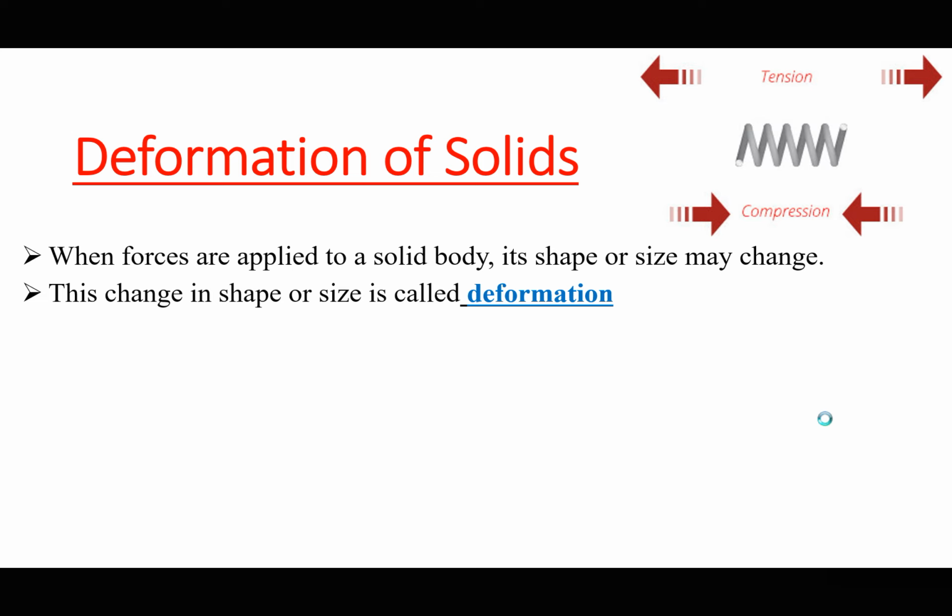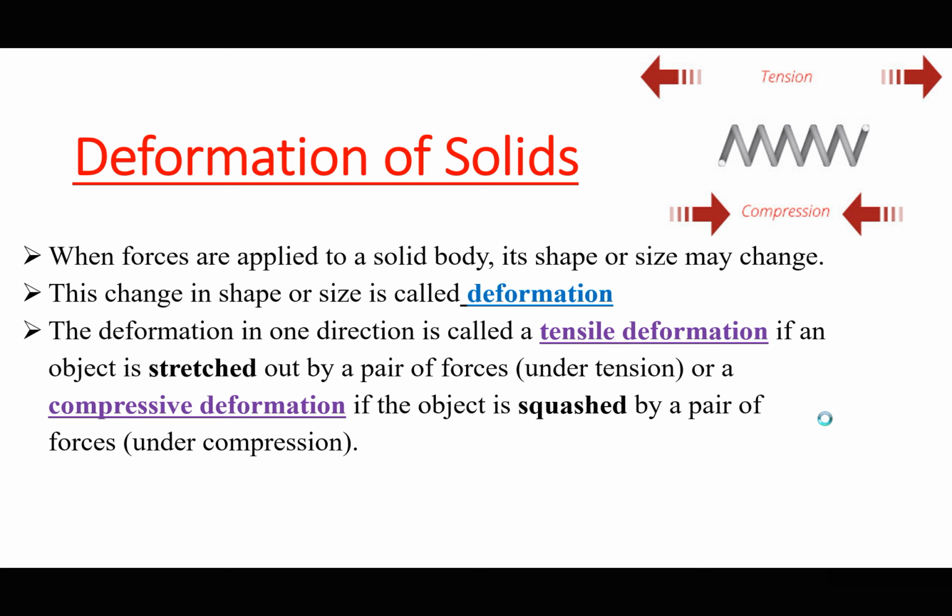The change in shape or size or structure of an object after a force is applied is what we call deformation. So when we say a material has been deformed, it's because the force has changed its size or its shape. Deformation is going to be in 2 directions. There is that deformation which in most cases is going to stretch the object out. This is because a pair of forces are applied to the object to stretch it out. So we say the object is under tension.